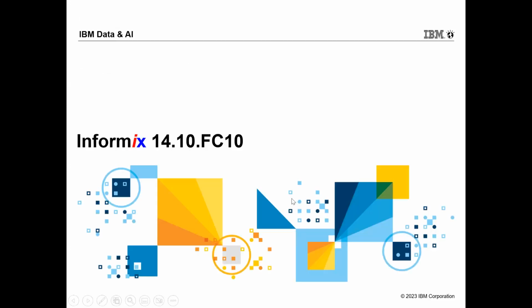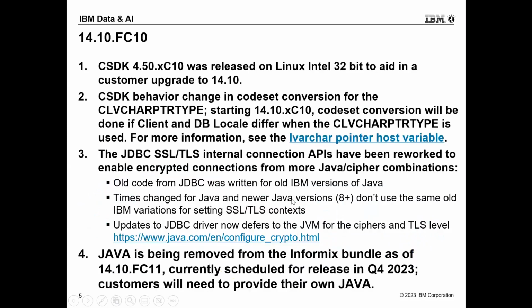So FC10, the CSDK 4.5 XC10, was released on Linux Intel 32-bit to aid in the customer upgrades to 1410. This is a relatively new release. We used to do this. We stopped doing it for the early releases of version 14, but we found that customers had issues upgrading from versions 12 and less to version 14, especially if they were on 32 bits, for example. And so here we've done this to help alleviate that problem.